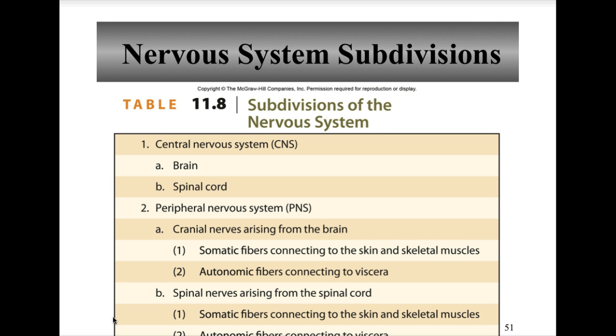So here you can see the nervous system subdivisions. You have the central nervous system, which includes the brain and spinal cord, and the peripheral nervous system, which includes cranial nerves arising from the brain, and they include both somatic fibers connecting to the skin and skeletal muscles and autonomic fibers connecting to viscera. And then you have the spinal nerves arising from the spinal cord, and you have somatic fibers connecting to the skin and skeletal muscles and autonomic fibers connecting to viscera.